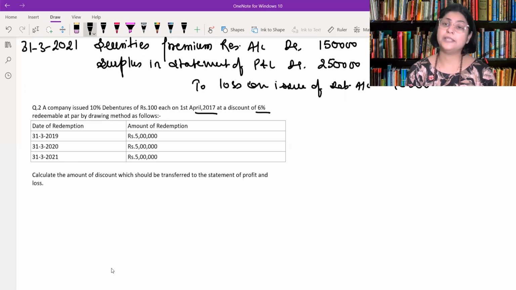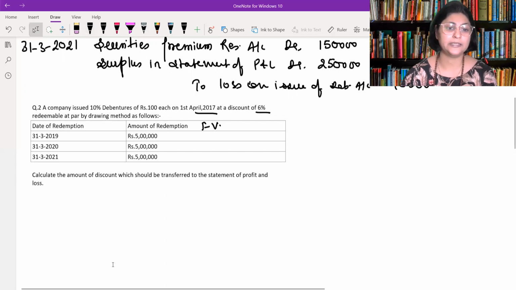The amount of redemption means this is the face value of the debentures to be redeemed, rupees 5 lakh. Then on 31st March 2020, again debentures of rupees 5 lakh, and on 31st March 2021, again debentures of 5 lakh. Means in 3 equal installments, they have redeemed the debentures. Okay, here the amount of debenture is missing. I will just refer to the book and I will let you know what the amount is.